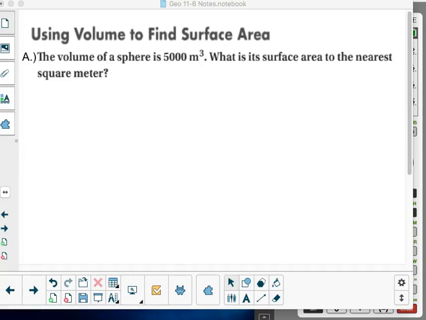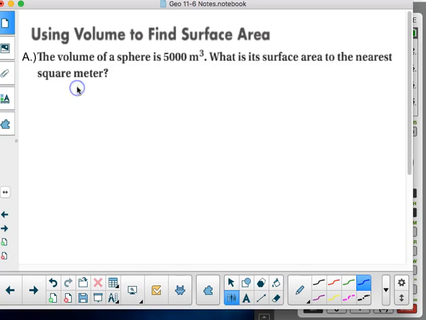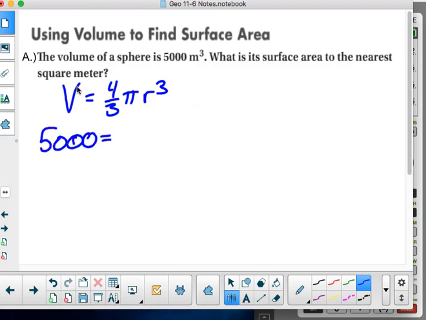Okay, so this is our last part of 11.6 notes. This is part 3, using volume to find surface area. The volume of the sphere is 5,000 meters cubed. So volume of a sphere, 4/3 pi r cubed, is equal to 5,000 meters cubed. What is the surface area to the nearest square meter?